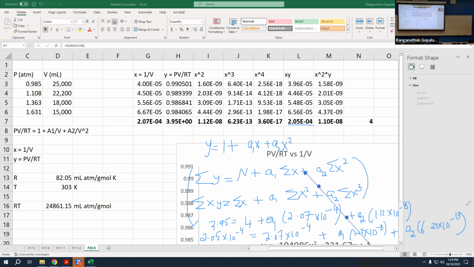If you have two equations in two unknowns, Gauss elimination is your best choice. It's very simple. So you can write a2 equal to minus 0.05 plus 2.07 times 10 power minus 4 times a1, divided by 1.12 times 10 power minus 8.